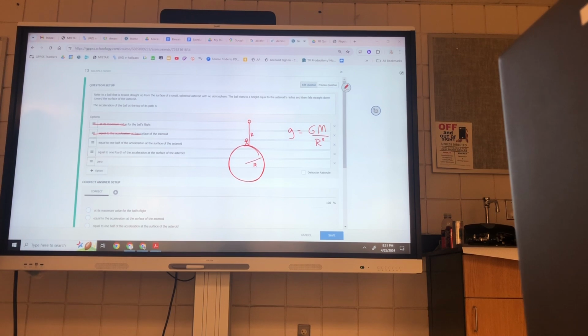Trust me, there's a lot of kids out there that think when you throw a ball up and it gets to the top of its path, its velocity is 0. A lot of people think the acceleration is also 0. Is that true? No. If the velocity were 0 and the acceleration was 0, what would happen? It wouldn't go anywhere. So if it's 0 velocity, it has to have a downward acceleration, so not this one.